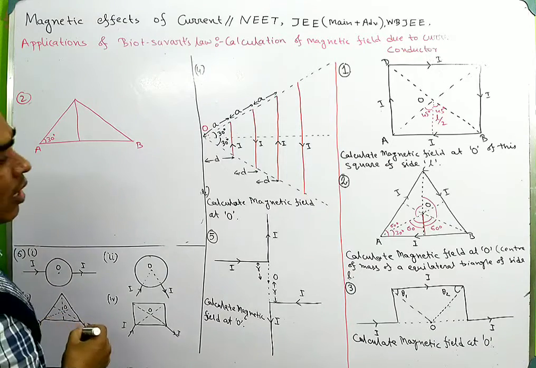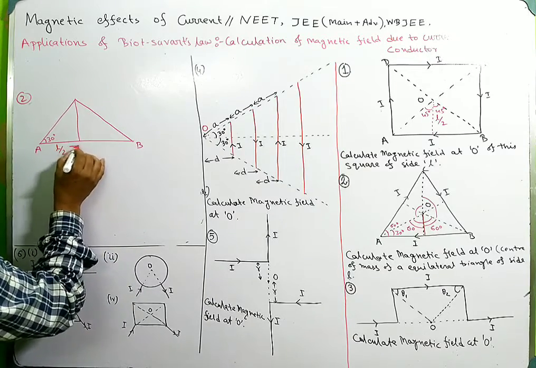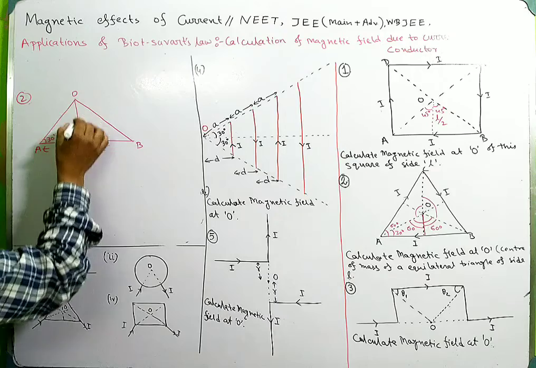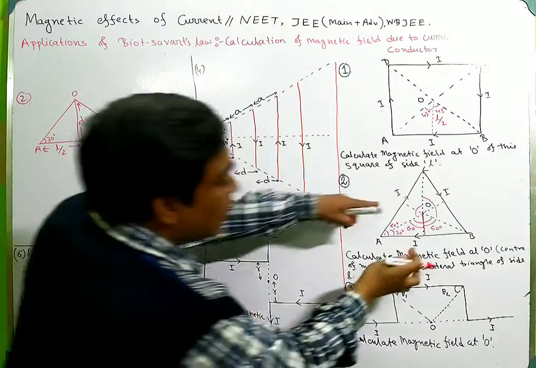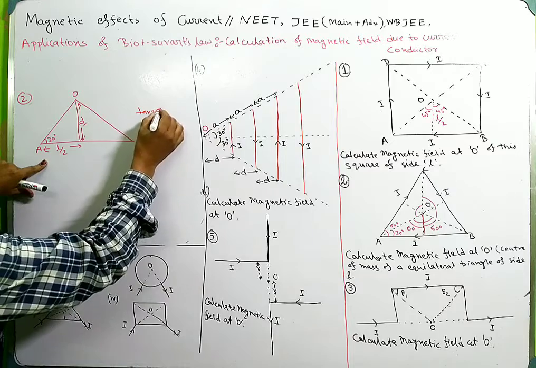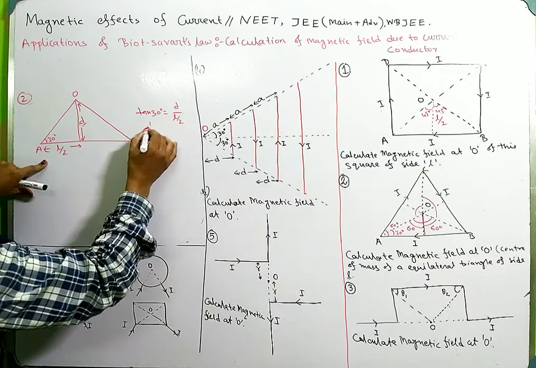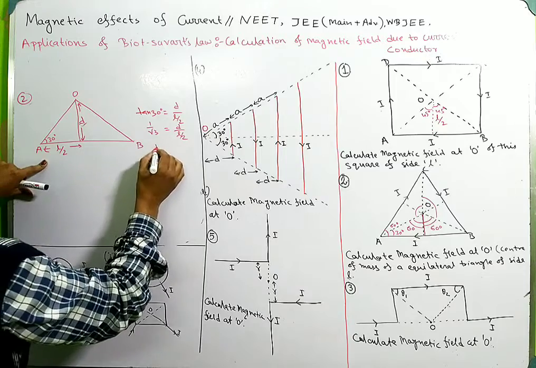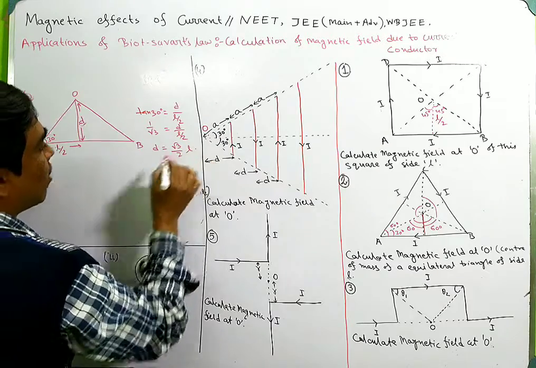Now suppose this is L by 2. This is O, and you have to calculate this portion, this height, which is called D. So how to calculate this? If I take tan 30 degrees, then tan 30 degrees equals D by L by 2. So it will be 1 by root 3, equal to D by L by 2. So D equals root 3 by 2 L.